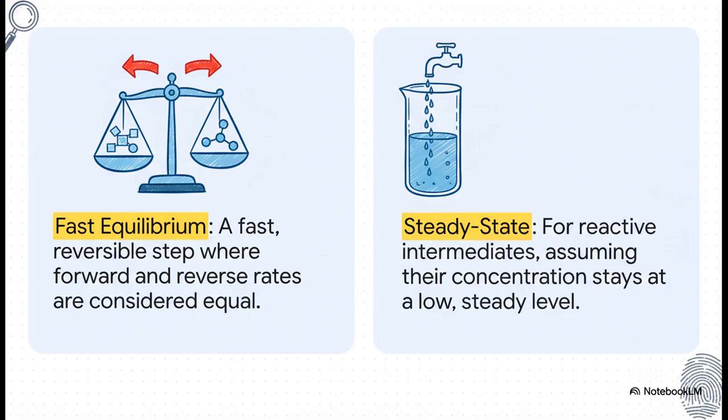The first one, fast equilibrium, is for our first step. That step goes back and forth so fast that it's basically always in balance. The second one, the steady state approximation, is perfect for those super reactive intermediates we just met. It basically says they get used up as fast as they're made, so their concentration never really builds up. It just stays at this constant, super low level.